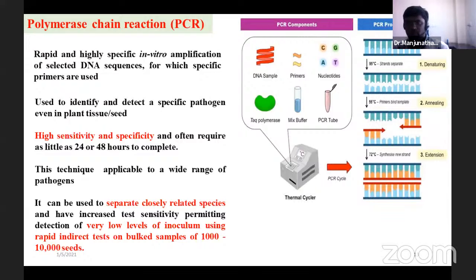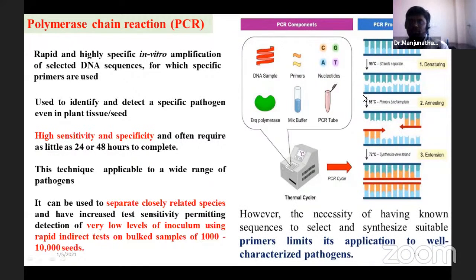This is the workflow of PCR. The PCR should contain different components. One is the DNA sample, that is, the sample from pathogens. Then you should have specific primers for the particular pathogen, and you should have oligonucleotides, Taq polymerase mixture, and so on. This is the workflow of the PCR reaction.